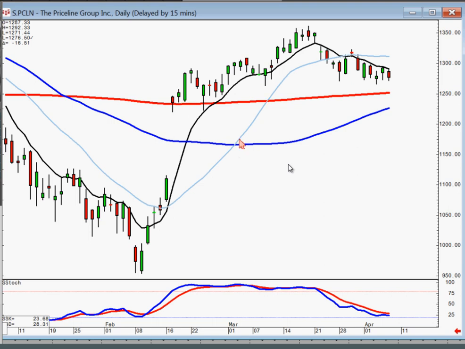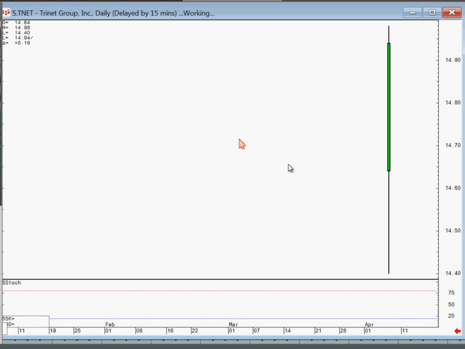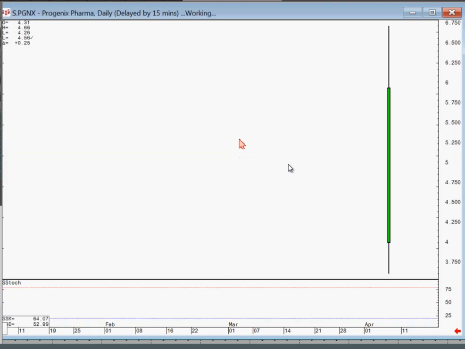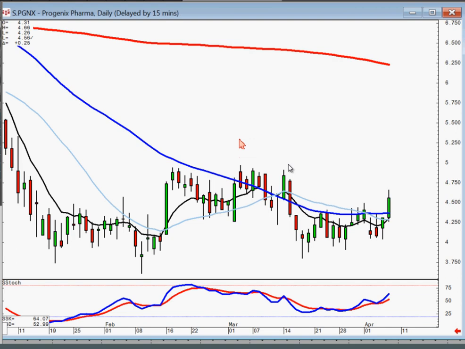T-net. Right now, all you do is stay long. You can see you're in a little fry pan bottom cup and handle. And PGNX. This one you can be buying on positive trading. I would just use the T-line as your stop. Okay, I think we should have gotten most of them.